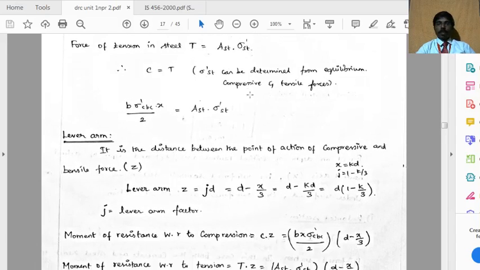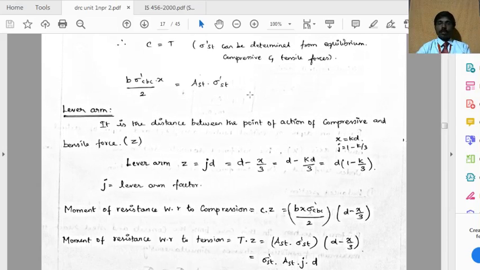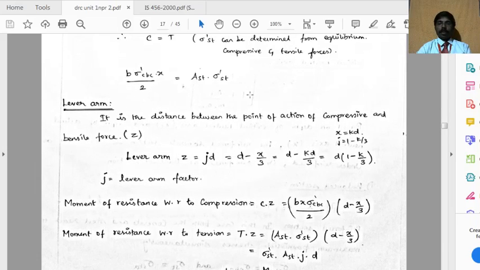From the stress block diagram, we have already discussed the lever arm distance. We have denoted the lever arm distance as Z. So Z can be written as J into d, where J is the lever arm factor and d is the effective depth. It is related as d minus x by 3. Instead of x, we are substituting K into d, by taking small d as common. So d into 1 minus K by 3.